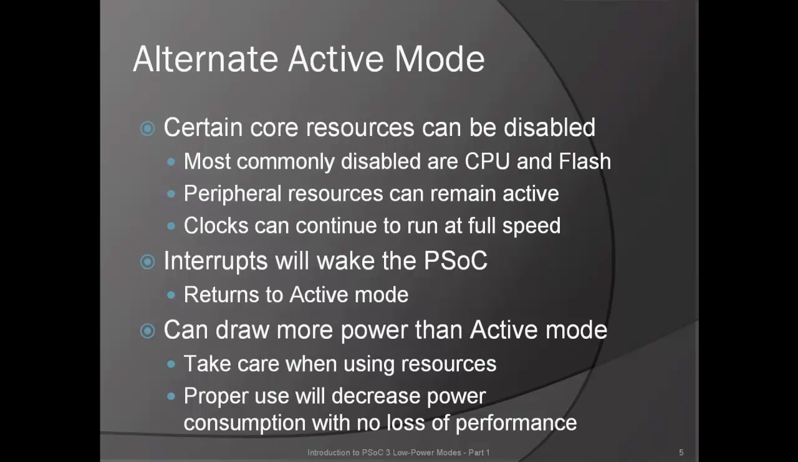Alternate active mode is very similar to active mode, but offers some power savings by allowing the firmware to disable certain core resources while other peripheral resources remain active. The most common configuration is to turn off the CPU and flash memory while continuing to run other resources at full speed. Interrupts will wake up the PSOC from alternate active mode and return it to active mode. Since resources can still be active during alternate active mode, it is actually possible to increase power consumption rather than reduce it. When used properly, however, power consumption can be reduced with no impact to system performance.